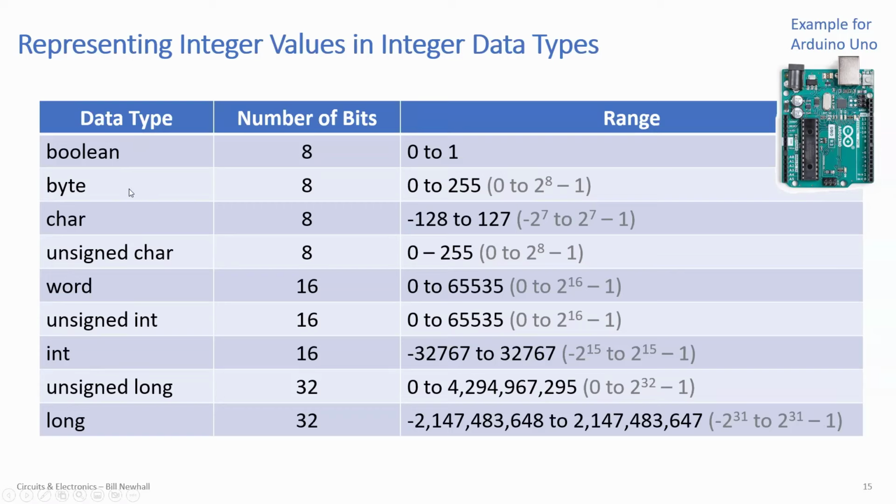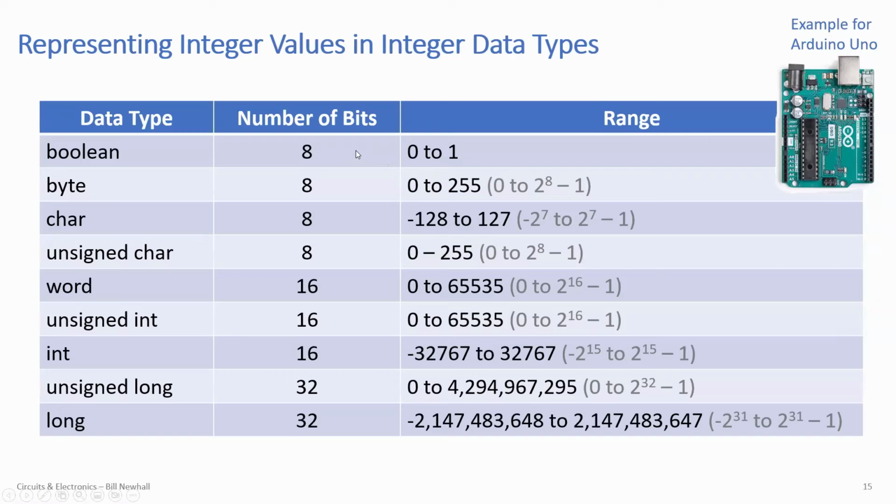This is an example taken from the Arduino documentation. For example, if you have a Boolean variable, that's a true or a false. Valid values are usually 0 or 1. This microcontroller and compiler actually takes 8 bits to store 1 bit, so that's not very efficient, but that's what it does.